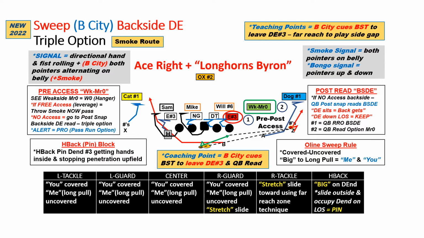We can do the same thing with sweep, and we can actually change who becomes the pitch receiver, the Z, and doing a smoke. So now again, we're just going to do Longhorns, which is sweep left. Byron B City tells backside tackle, leave 3, and we just change our signal with pointers alternating, and now the number 1 receiver on a smoke screen becomes the pitch back.